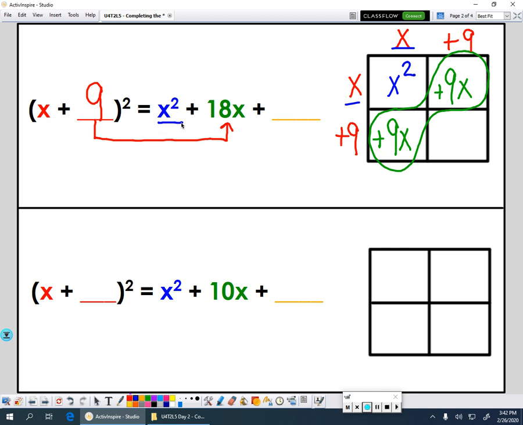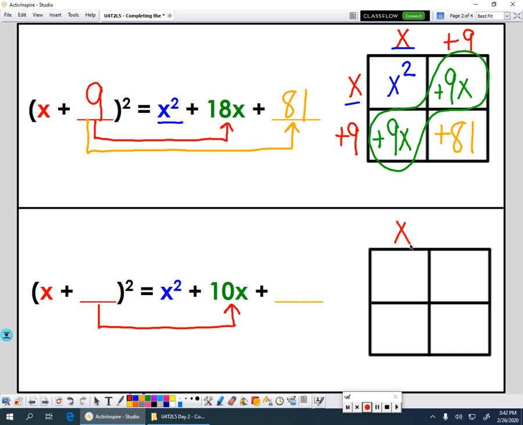We've already got our 9x and our 9x, which gives me 18x. And then finally, 9 times 9 is going to be 81. And that's my last term. And remember, we said if we take this term and we square it, we're going to get that last term here. So see if you can figure out what would happen to this 10. Okay, what's going to go in these parentheses?